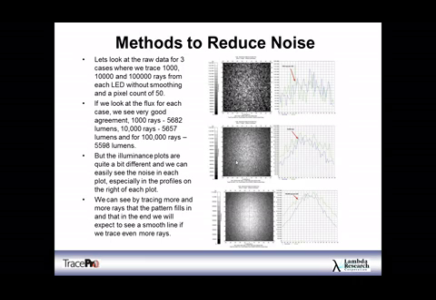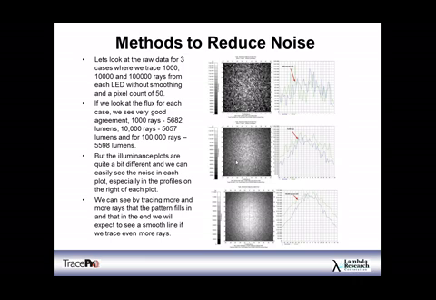If we look at the flux for each case, we see very good agreement in terms of flux. 1,000 rays, 5,682 lumens. 10,000 rays, 5,657 lumens. And for 100,000 rays, 5,598 lumens. So that's staying in the same vicinity. But the luminous plots look quite a bit different.